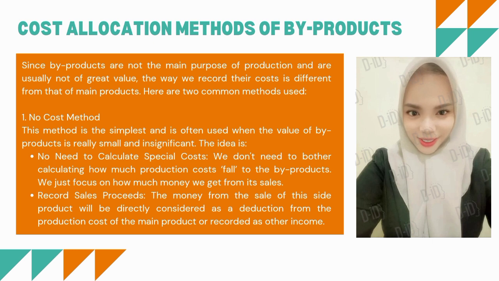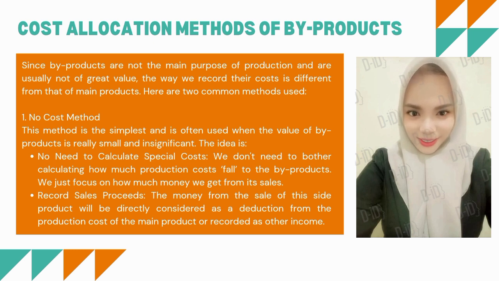Cost allocation methods of byproducts. Since byproducts are not the main purpose of production and are usually not of great value, the way we record their costs is different from that of main products. Here are two common methods used. 1. No-cost method. This method is the simplest and is often used when the value of byproducts is really small and insignificant. The idea is, no need to calculate special costs. We don't need to bother calculating how much production costs fall to the byproducts. We just focus on how much money we get from its sales.